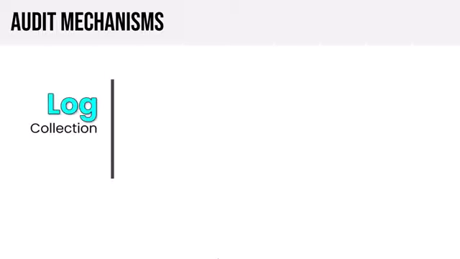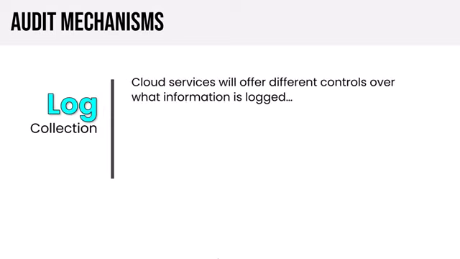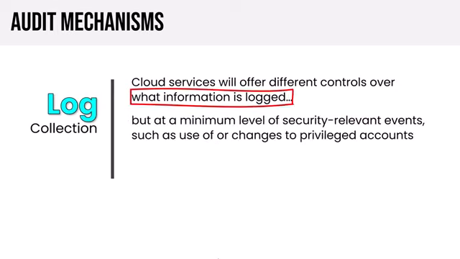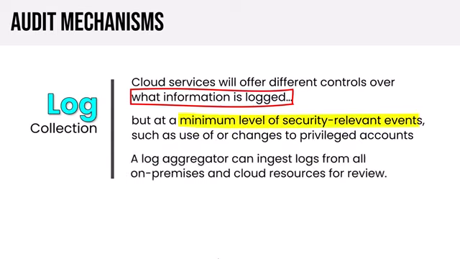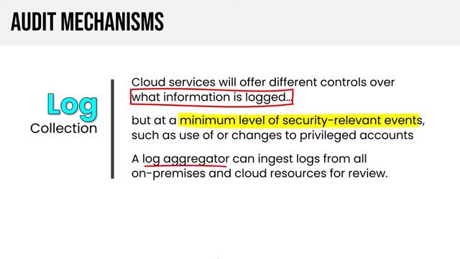And with identity and access management, audit mechanisms are top of mind. We need to collect logs so we have an audit trail, and your cloud services will offer different controls over what information is logged. What they will have in common is they collect a minimum level of security relevant events, like the use of privileged accounts or changes to privileged accounts. And a log aggregator, like a Security Information Event Management System, or SIEM, can ingest logs from all of your on-premises and cloud resources for review and correlation.